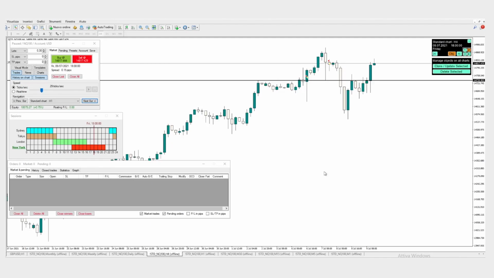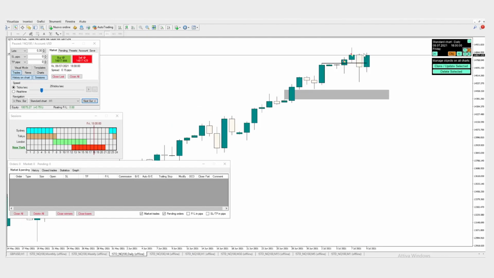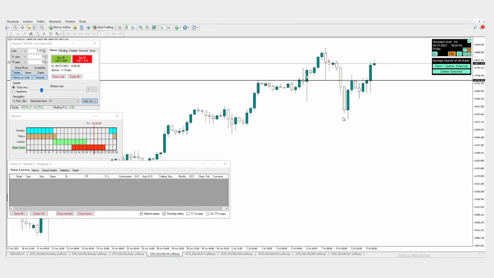On Fridays, usually I am very careful because I noticed that I lose more on Fridays than the other days. So on this day I will be risking less now. Previous daily high was taken. 4 hour change of character here.